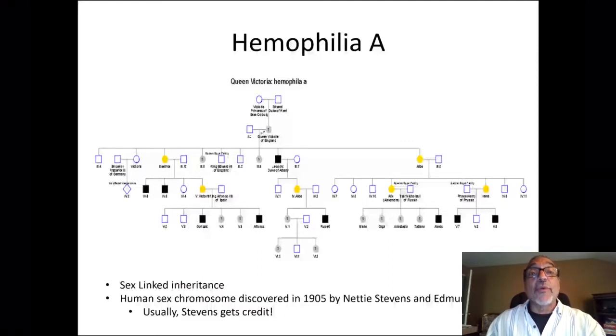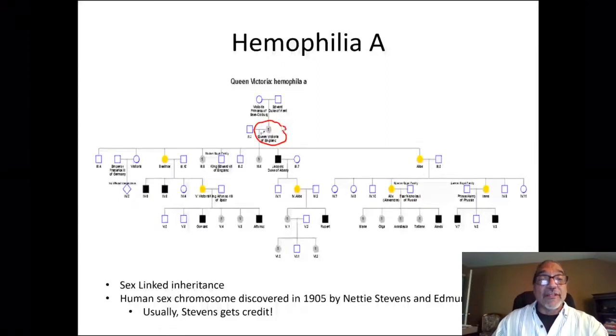And really, this is Queen Victoria's pedigree. And if you take a peek, here's Queen Victoria. Queen Victoria was the source of all the different hemophilias throughout the royal families in Europe. Here's the great pedigree showing that it has sex-linked inheritance.